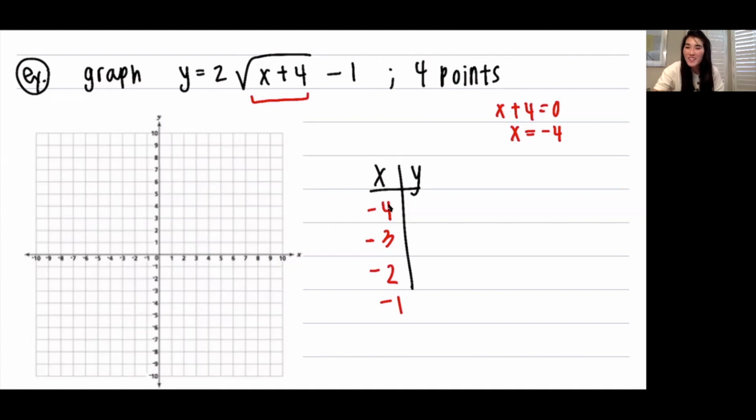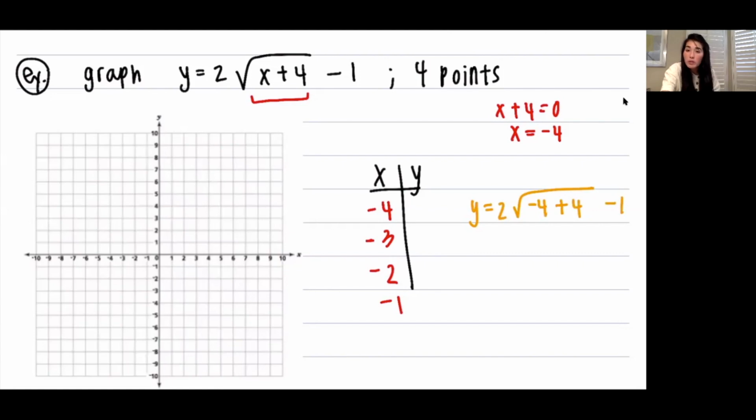All right, guys, we're back. Let's see how you guys did. So first thing again is to set whatever is underneath this radical here to 0. That helps you find the starting point. So your starting point here would have been -4. Now, really quickly before I speed up this video, I want to just point out when you are solving and you're plugging in the numbers, this is what it would look like. For example, if I was plugging in -4, I would have y is equal to 2 times the square root of -4 plus 4, and then minus 1.